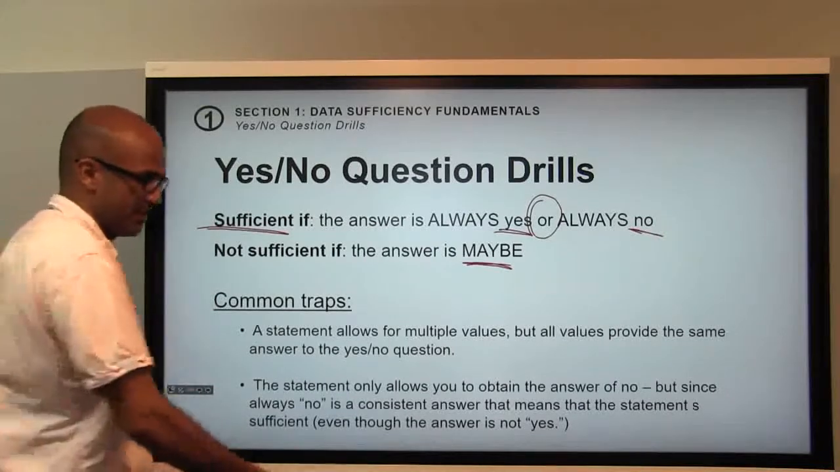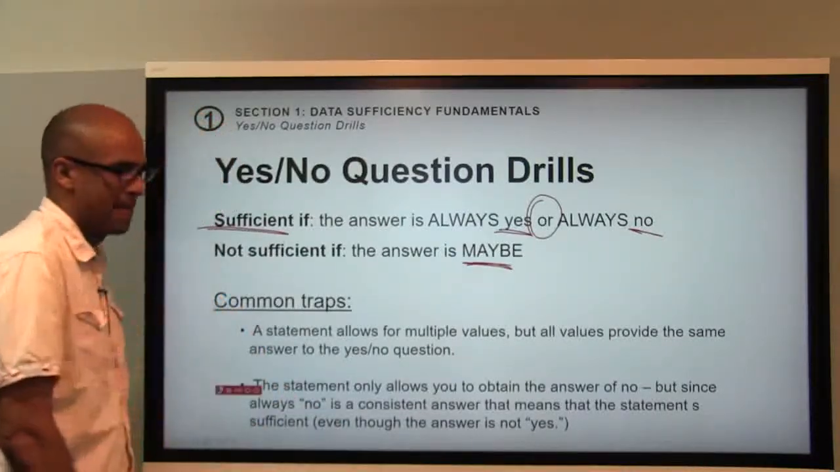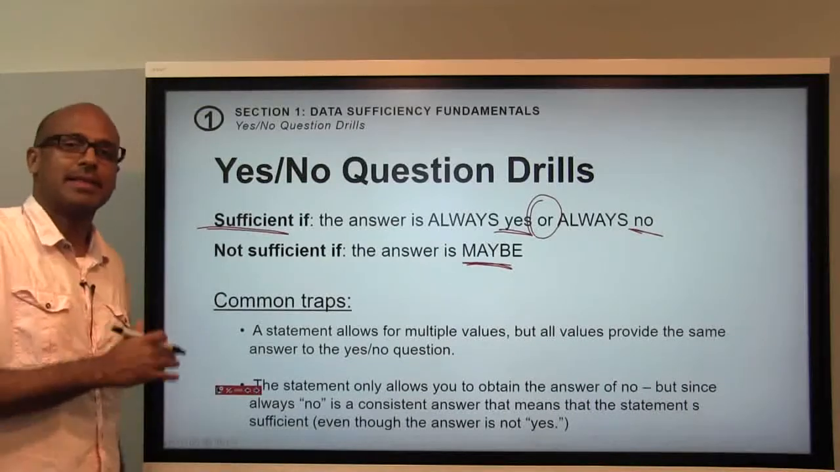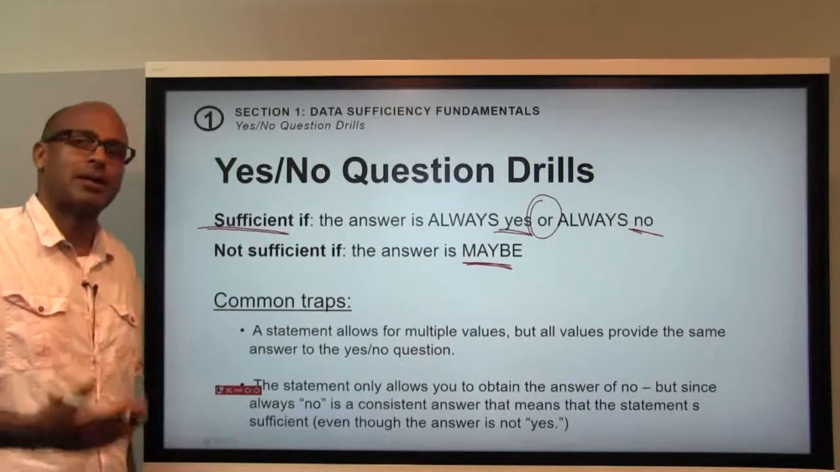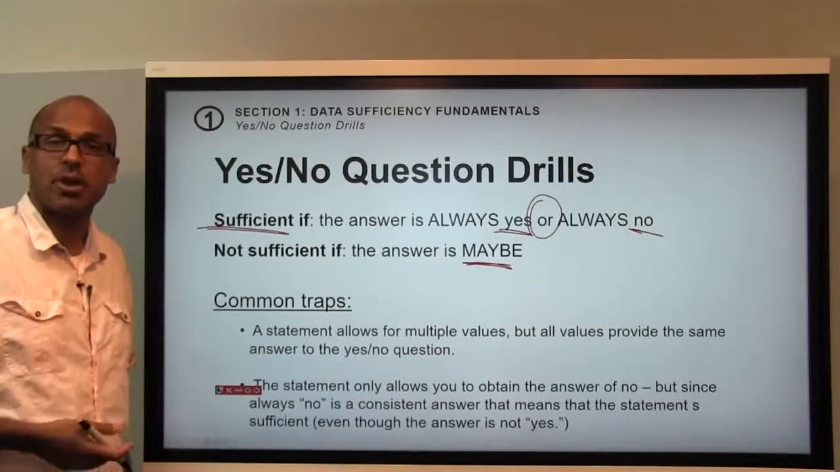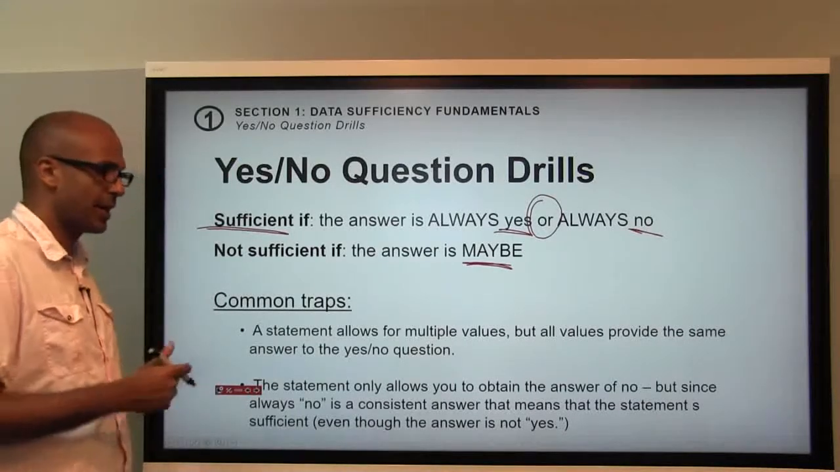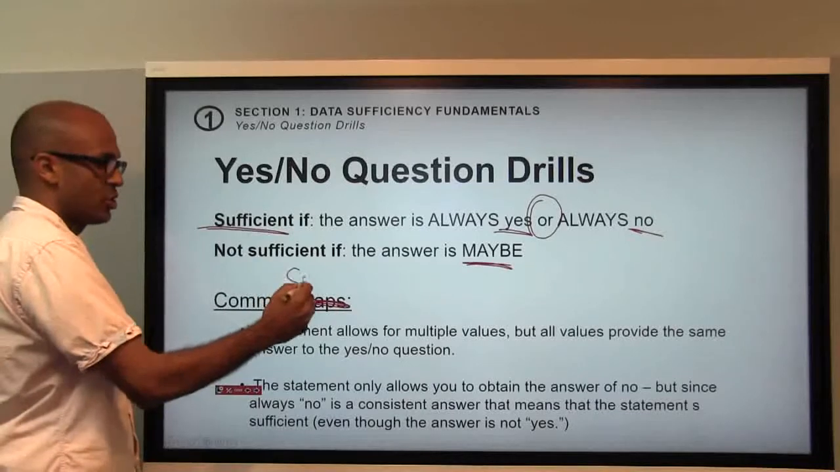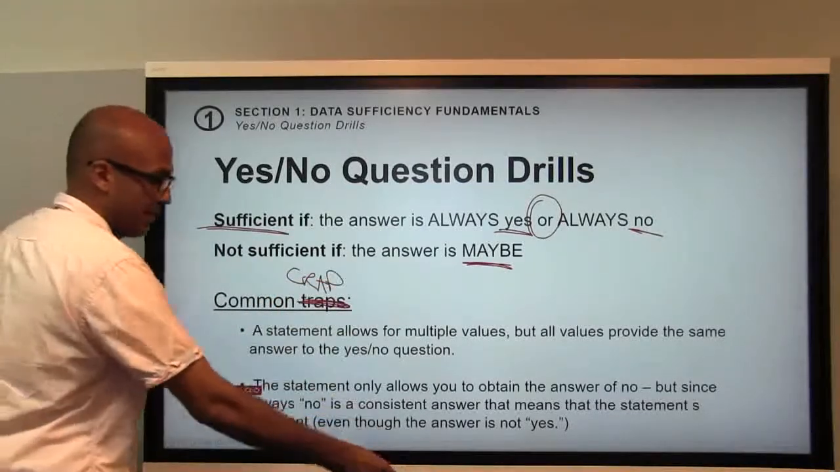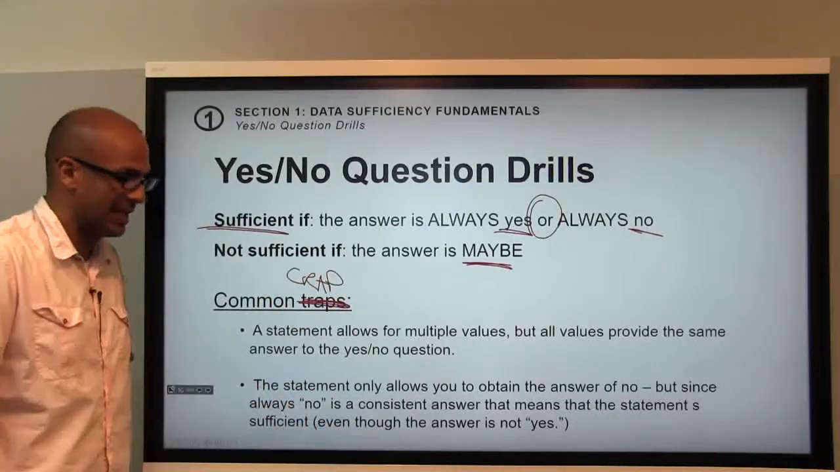Look at the bottom here. This is common traps. Please do not make these mistakes and feel good about yourself saying, oh, they're traps, they're common, it's okay, I'm allowed to make these types of moves. You are not. This is straight up common crap. These mistakes are completely inexcusable.